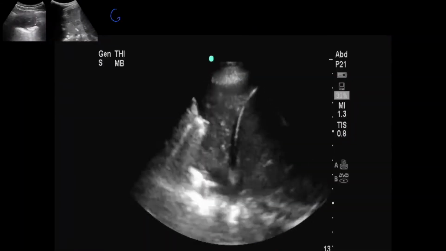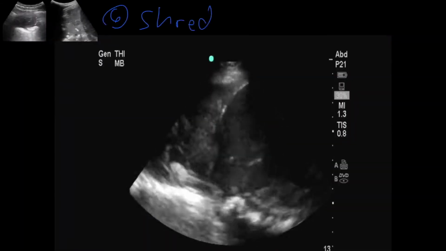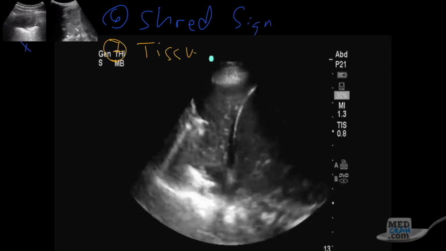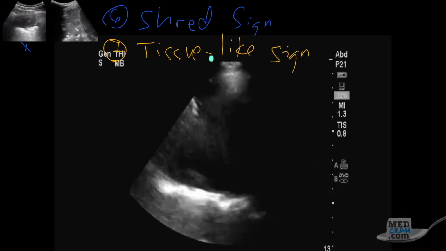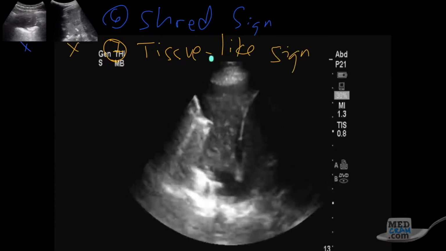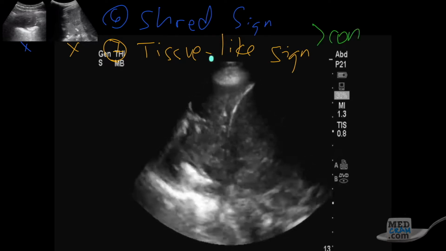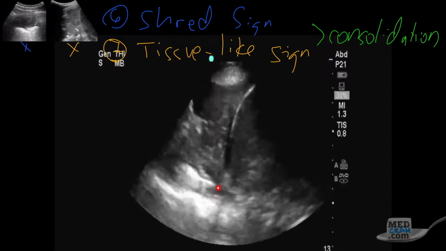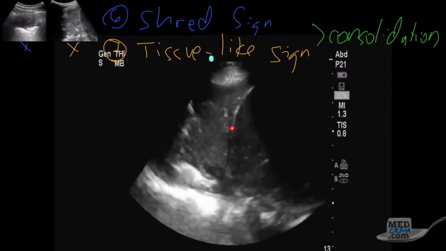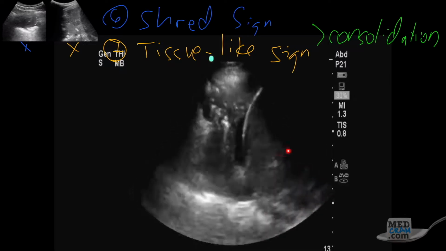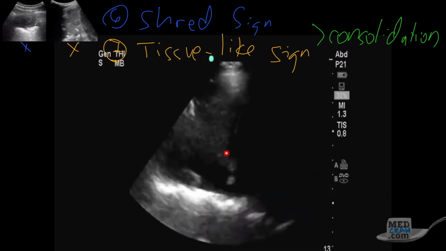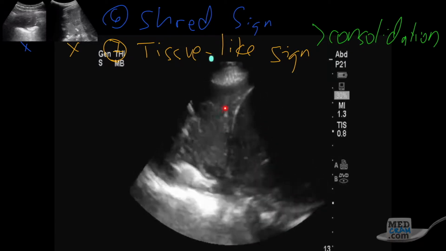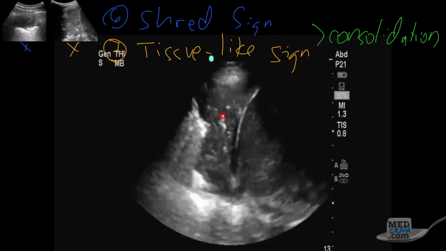The next two signs we're going to look at together are the shred sign, which is depicted here, as well as the tissue-like sign, which is depicted here. Both of these are signs of consolidation. Now, if we look at this video down here, we see that here we have the diaphragm, below the diaphragm is liver, and above the diaphragm we see a little bit of pleural fluid, but we see this tissue-like area, which is an area of consolidated lung.